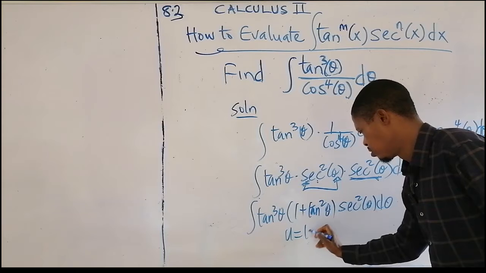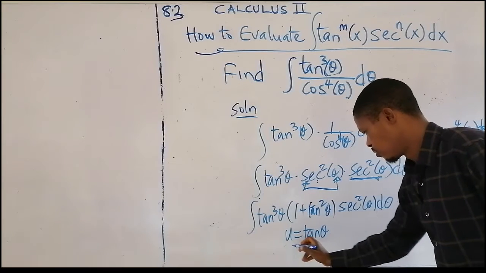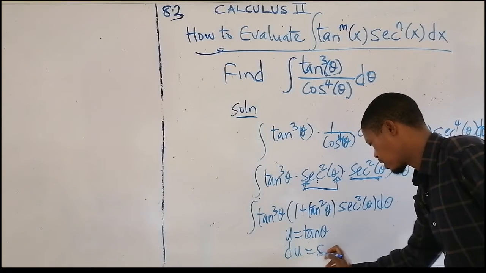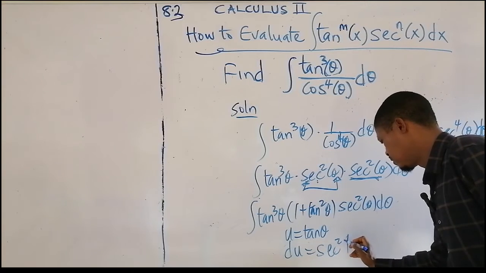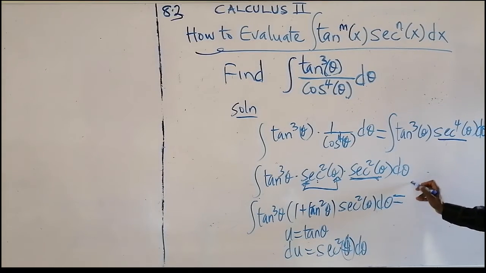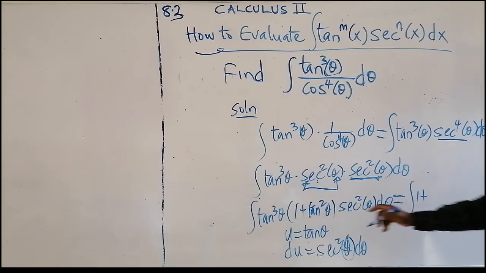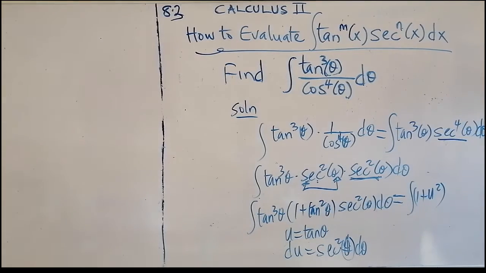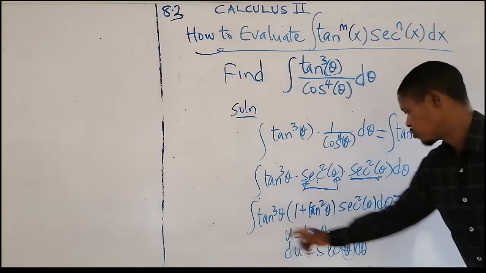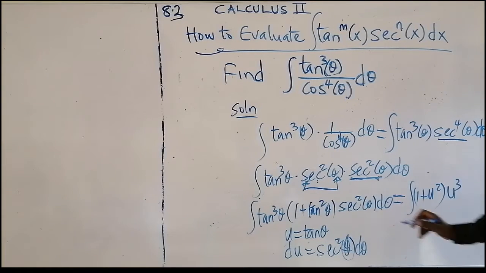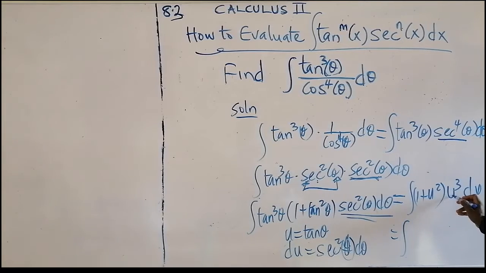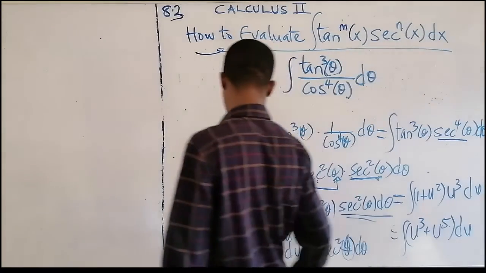Use your u-substitution for this. So u is tan theta, and du is sec squared theta d theta. So this integral now becomes 1 plus u squared, then u to the power 3, du. So we now have this one times this one, and that will be u to the power 3 plus u to the power 5, du.